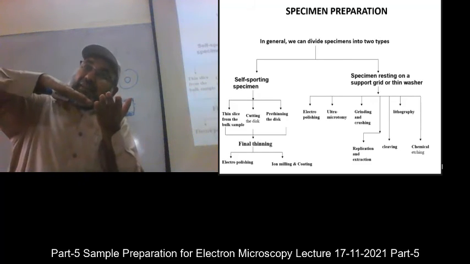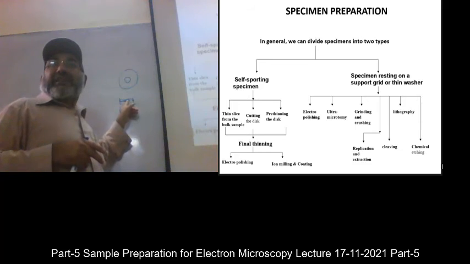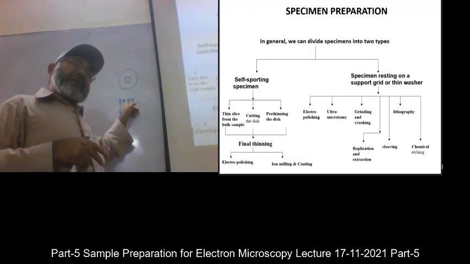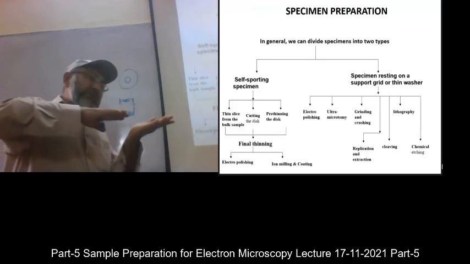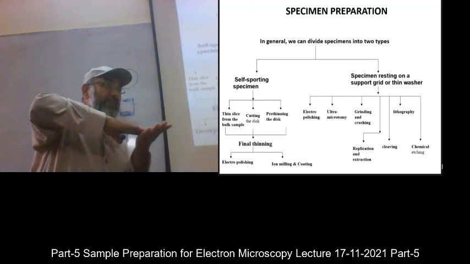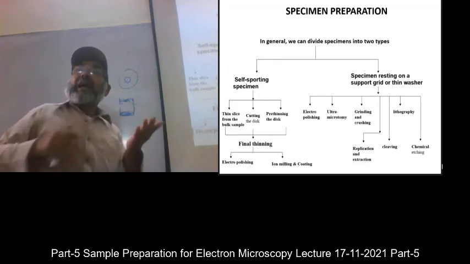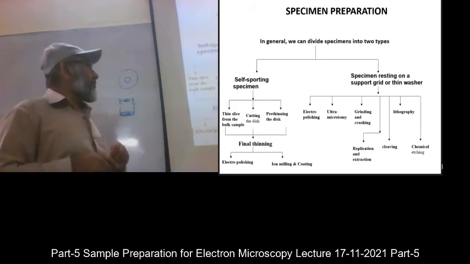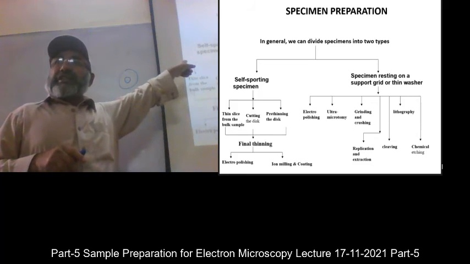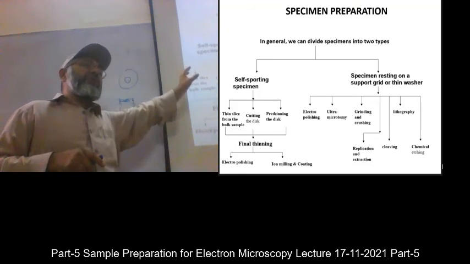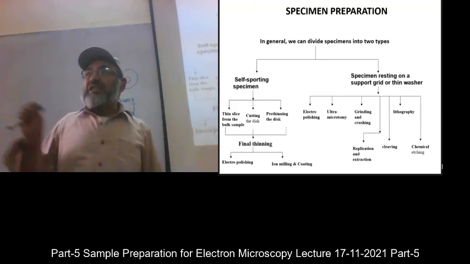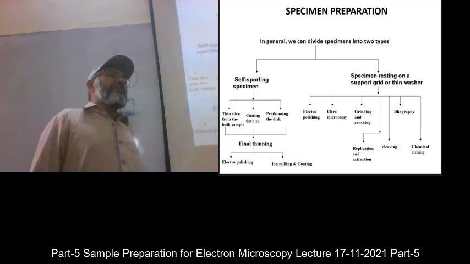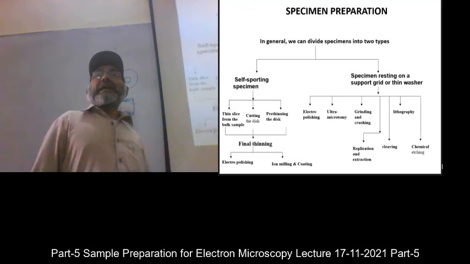If the angle is higher, then it is only thinning the center, and the center will be much thinner in comparison to the periphery. But if you use the lower angle, then it is homogeneously thinning and it gives you relatively more thin area on the sample, and this is the self-supporting sample. You are adding nothing to the sample. You are not supporting the sample with any sort of ring or washer or grid.